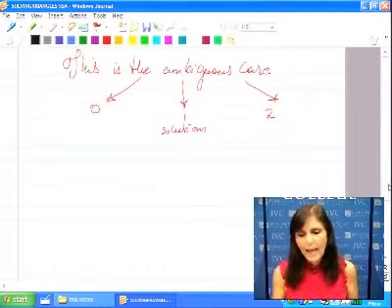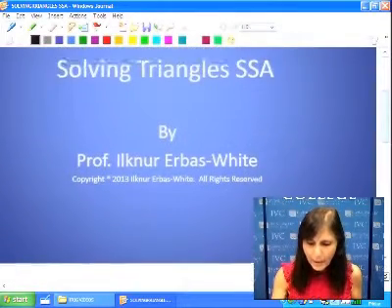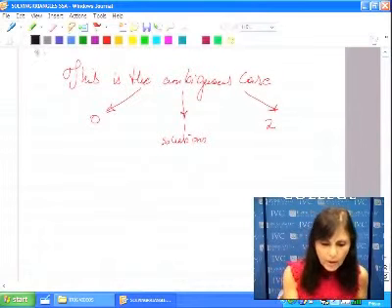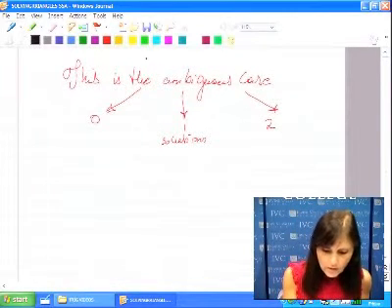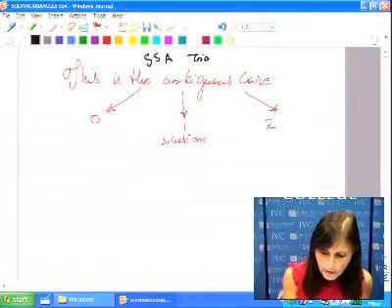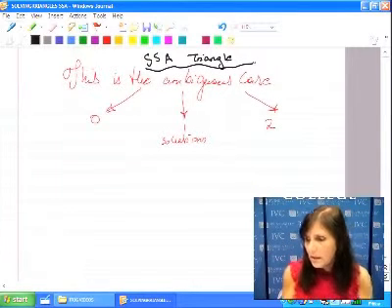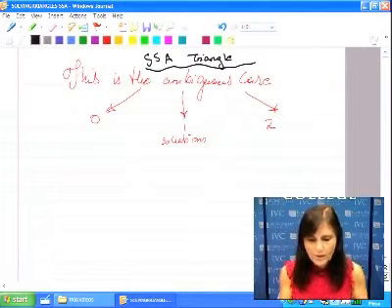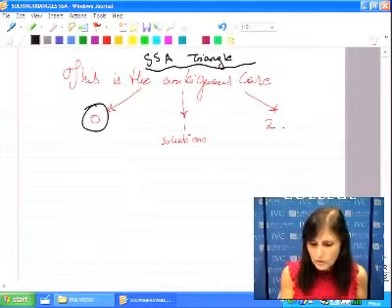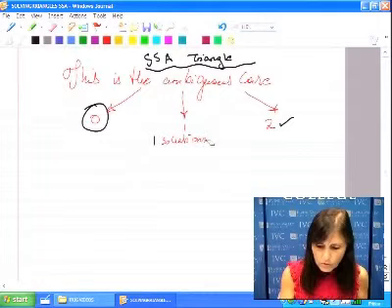All right, the ambiguous case. With this kind of triangle, depending upon the geometry of it, the SSA triangle, you are going to get three possible answers. So the easiest one is the one that is not possible, the zero answer. So you either get two solutions, one solution, or no solution.